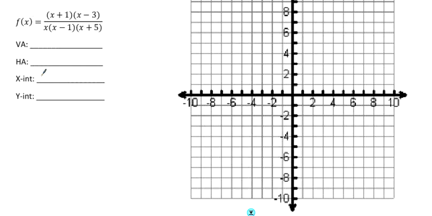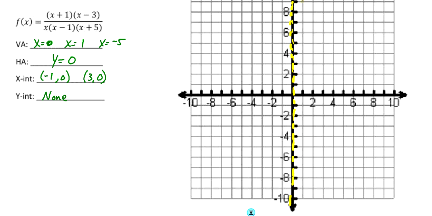So our x-intercepts: we have an x-intercept at (-1, 0) and (3, 0). Vertical asymptotes at x equals 0, x equals 1, x equals -5. Horizontal asymptote: the power on top is 2, the power on the bottom is 3, so we're automatically at y equals 0. And y-intercept, there is none, because right here I have a vertical asymptote at x equals 0, which means there's an asymptote on the y-axis.